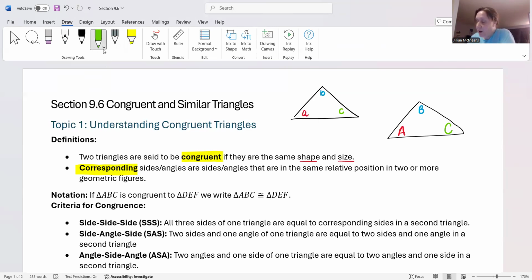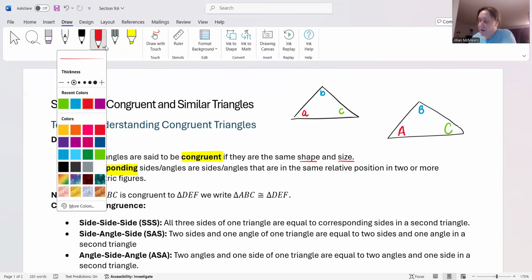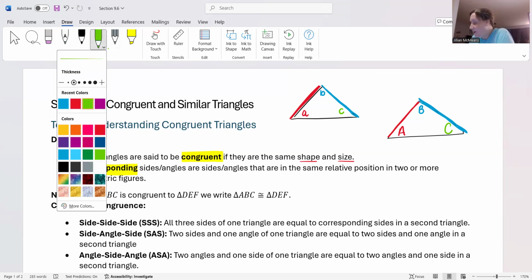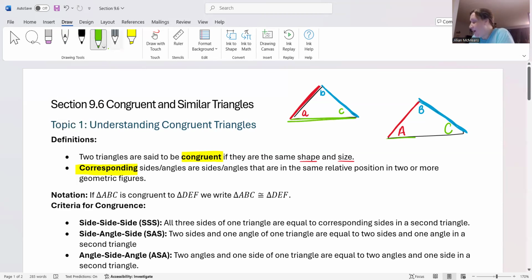Now, I'm going to go back and do the same thing, but for the sides. So the sides that I have outlined in red would be considered corresponding sides. They represent the same location from one triangle to the next. And then the side that goes from B to C, and the one that goes from big B to big C, those would be considered corresponding sides. They're in the same location from one triangle to the next. And then finally, the side that goes from A to C and big A to big C, those would be considered corresponding sides. They're in the same location from one triangle to the next. When we talk about corresponding, that's what we mean. They're in the same location.